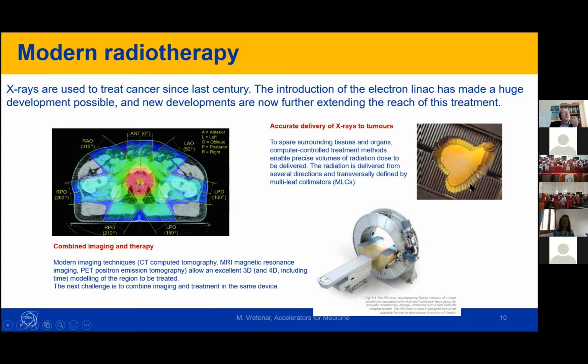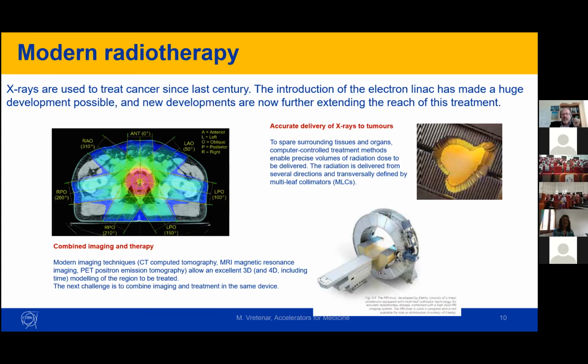Then what is done in modern radiotherapy is to create contours, to make tungsten collimators that simulate the shape of the tumor, to send the beam exactly onto a certain shape.